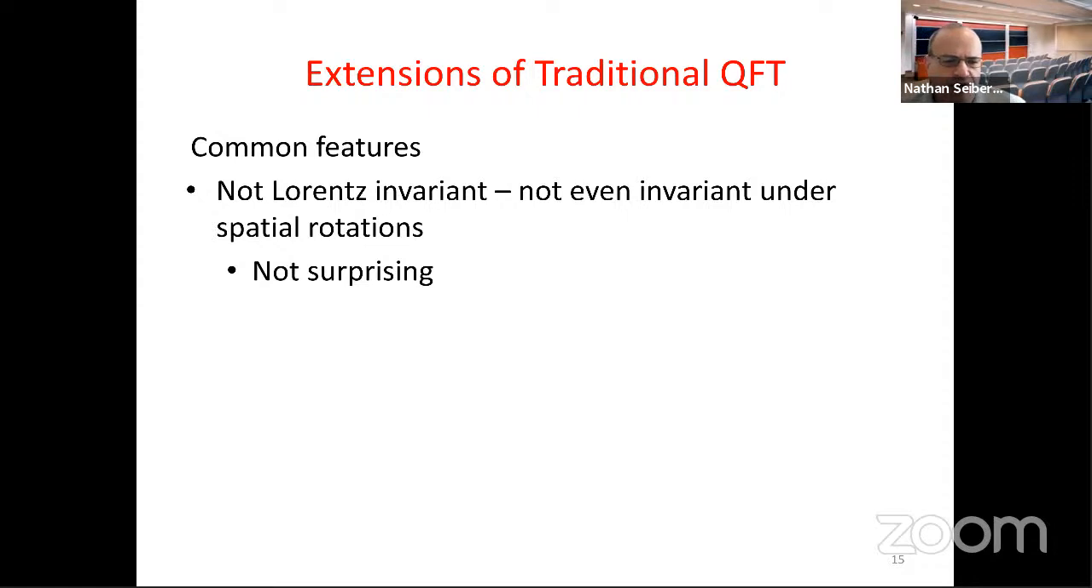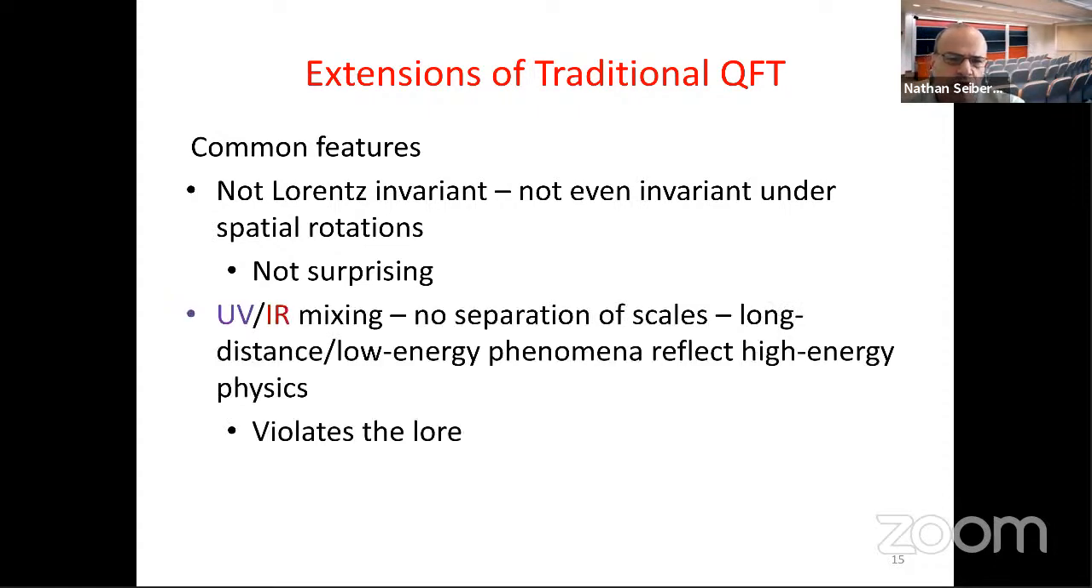What I find more surprising is that another common thing in all these examples is that we see UV-IR mixing. This separation of scales has been dominant in physics over centuries. In fact, not only in physics, I gave an example in epidemiology. In almost every place where there is research, there is this separation of scales. This separation of scales, which turned into a calculational scheme in quantum field theory through the renormalization group, is not present in these examples.